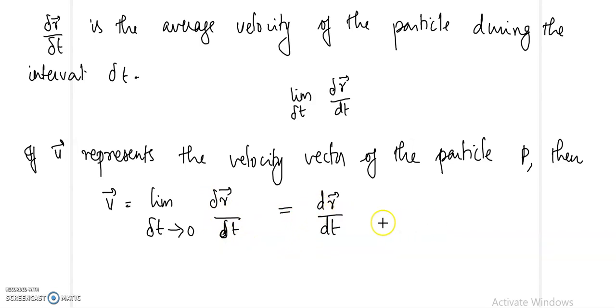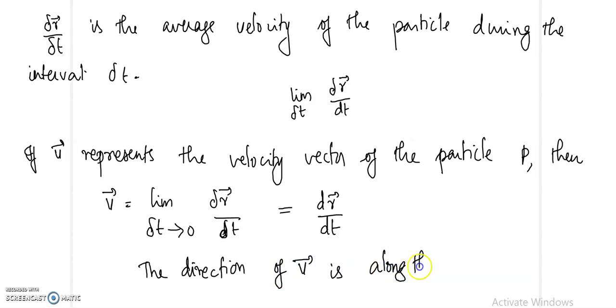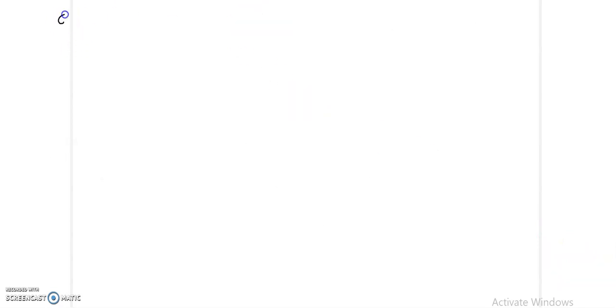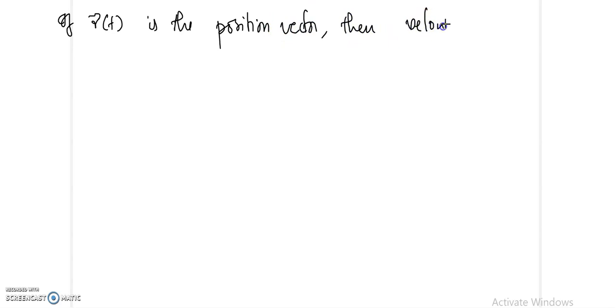This limit gives us the derivative of the position vector r. So if r of t is a position vector, then the velocity is given by r dash of t, and the direction of v is along the tangent at p. So that will give the direction of the velocity vector. So if r of t is a position vector, then the velocity vector v of t is equal to r dash of t.